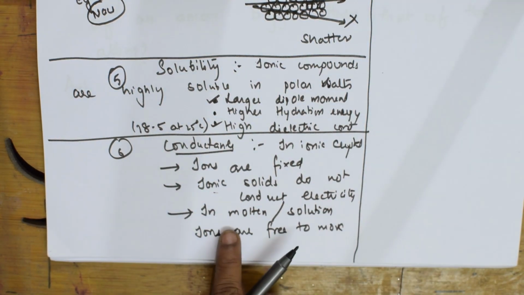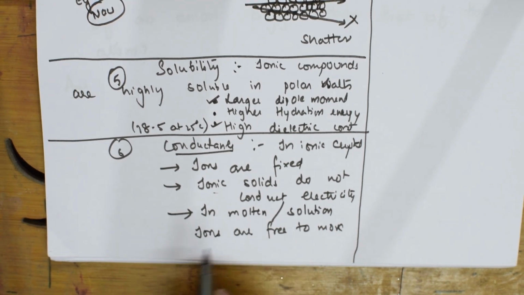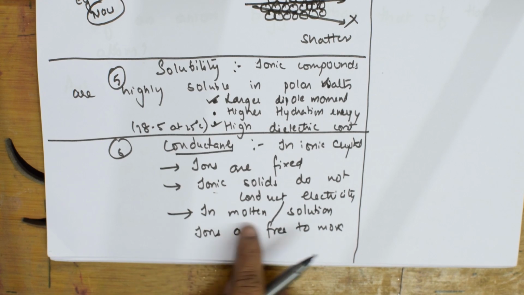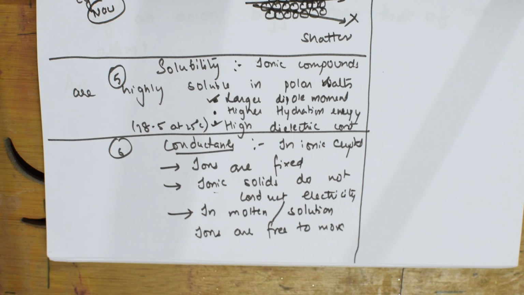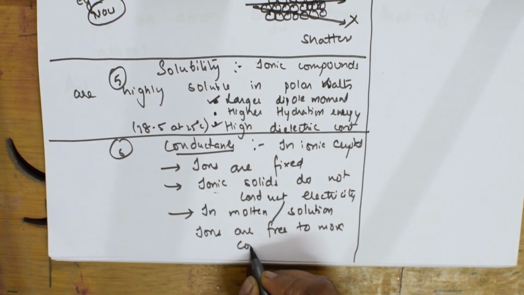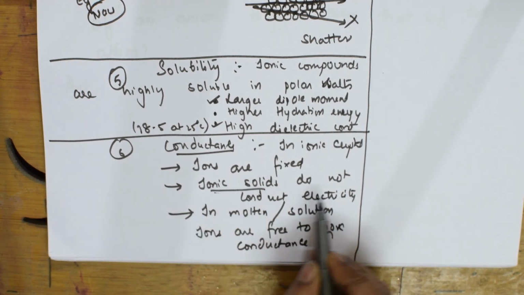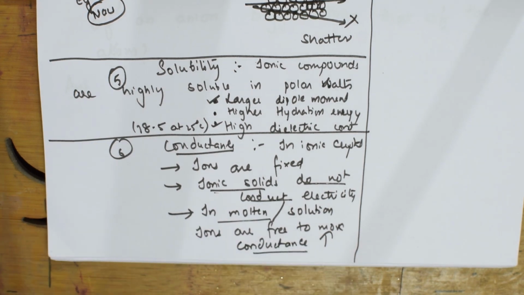But take the ionic molten or ionic solution, where you take salt and mix it in water. The electrostatic forces of attraction are broken and the ions start moving to the oppositely charged electrodes. When the ions start moving, the conductance, meaning how much current can flow, immediately increases. So remember, ionic solids do not conduct electricity. In molten state, the ions are free to move and they conduct electricity.